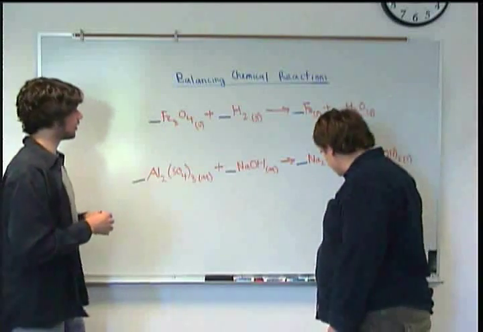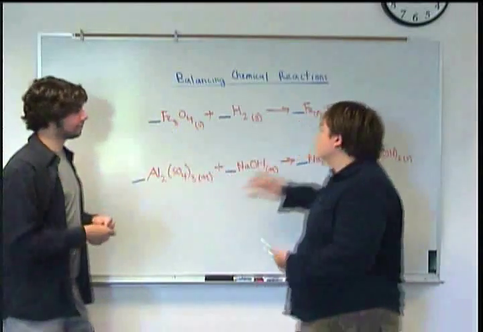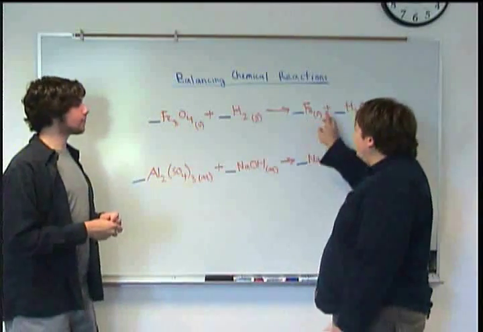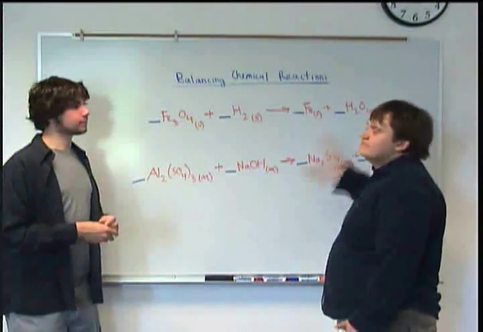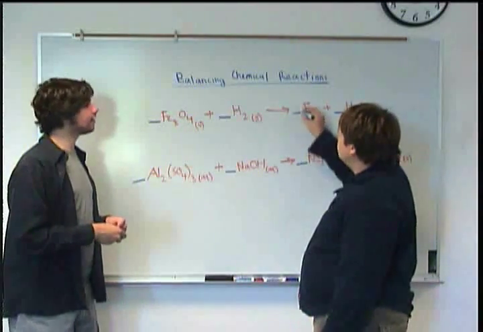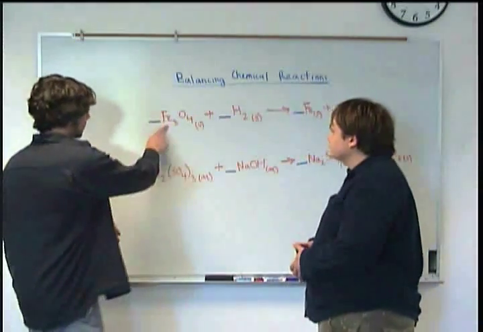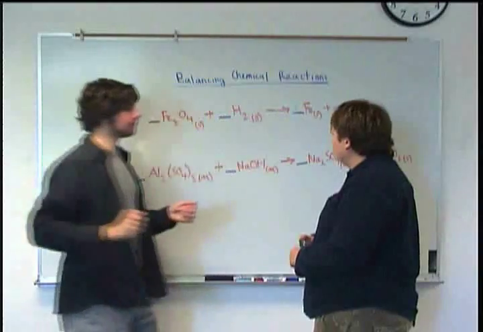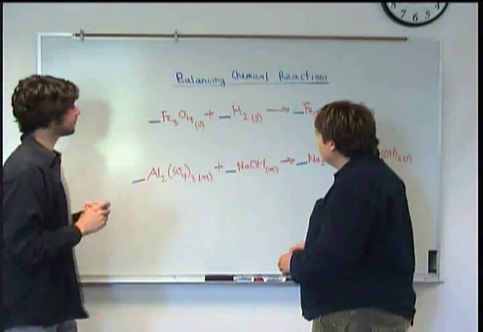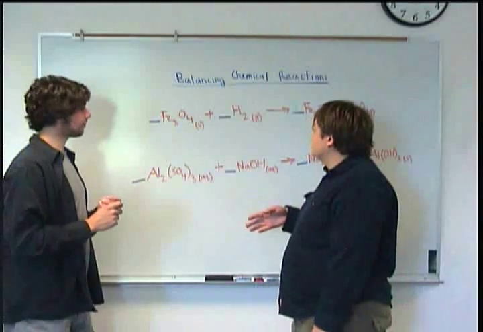That makes sense. So, if there's 3 irons here, 1 iron here, we can't just stick a subscript of 3 in it. That wouldn't make any sense. Right, but we can put the coefficient there. So if I just do this, does that work? That does work, because that puts 3 here and 3 here. Alright, cool.